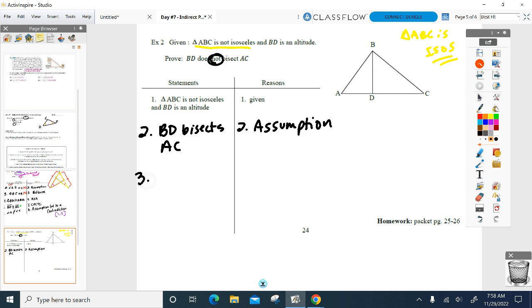BD is an altitude. Yeah, I got that. That's given. I don't have to write that down. BD is a right angle. A segment is a right angle? Oh, no. Okay. BD is equal to BD. Wait, no. You could write that. It's like one triangle though. Wait. But what are we trying to do, though?